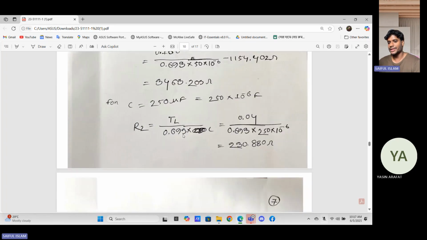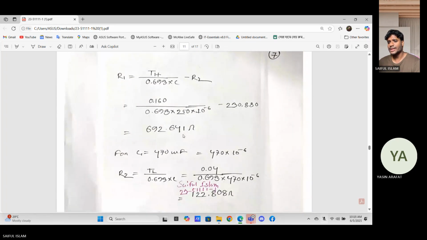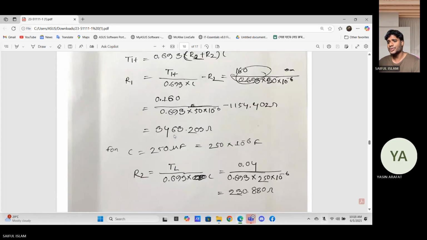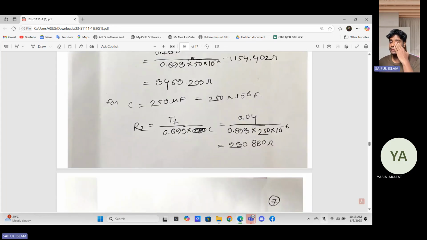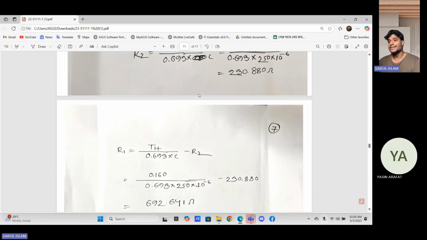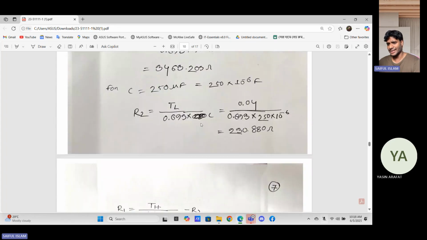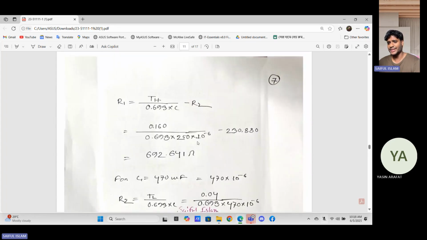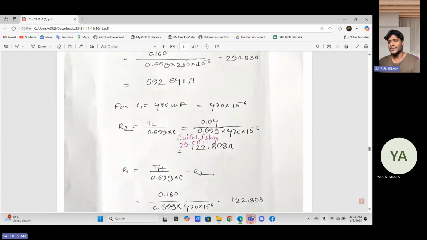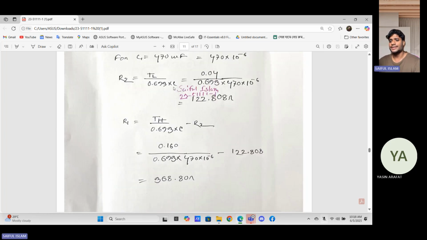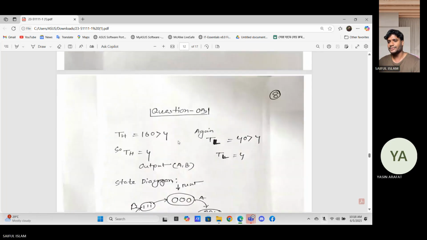And for this, 250 microfarad. This is our high time, and this is our resistor values, the two resistor values. And also this is for 70 microfarad. These are the two resistor values.